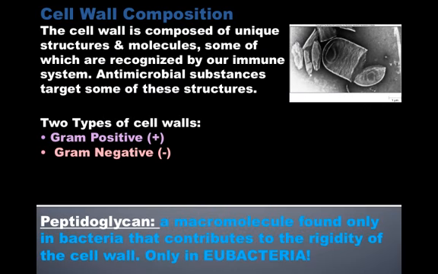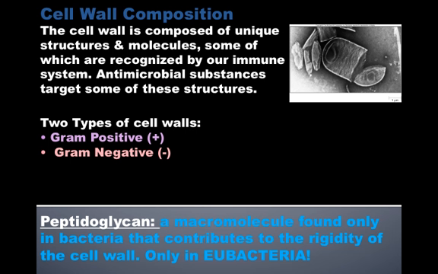So today we're going to be talking about the cell walls of prokaryotic cells. They're actually very unique structures and molecules that are found in the cell walls of prokaryotic cells. And many of them are actually recognized by our own immune system. So our bodies know when we're being attacked by bacteria. Now, antimicrobial substances tend to target some of these structures. So that's going to be our focus.